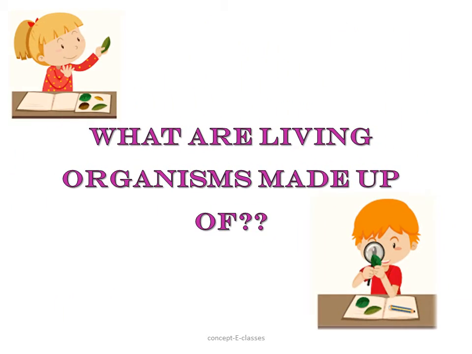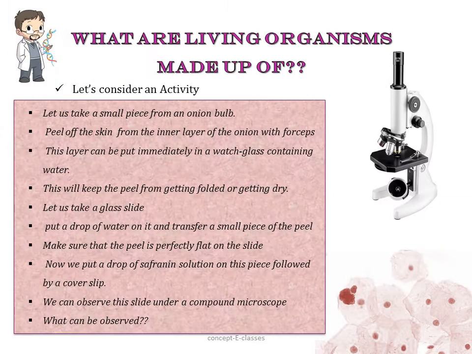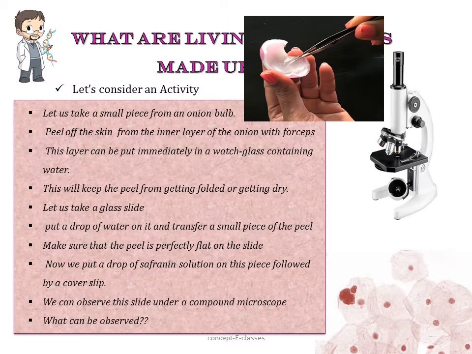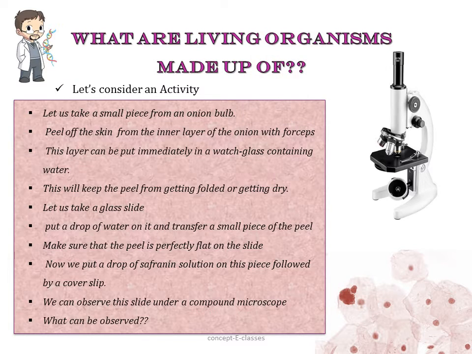What are living organisms made up of? All living organisms are made up of cells. So let us understand more about the cells through a simple activity. First, let us take a small piece from an onion bulb. Peel off the skin from the inner layer of the onion with the help of forceps. Now this layer can be put immediately inside a watch glass containing water. So this will keep the peel from getting folded or drying.